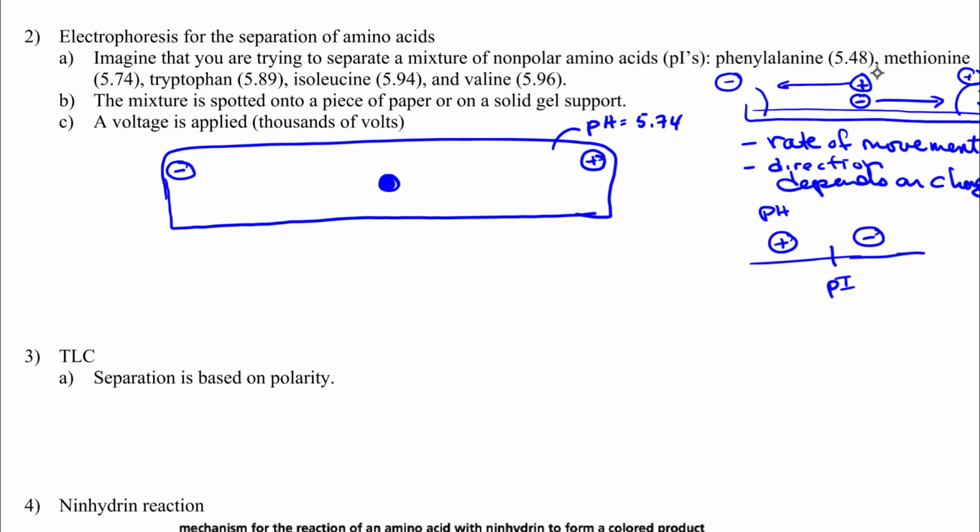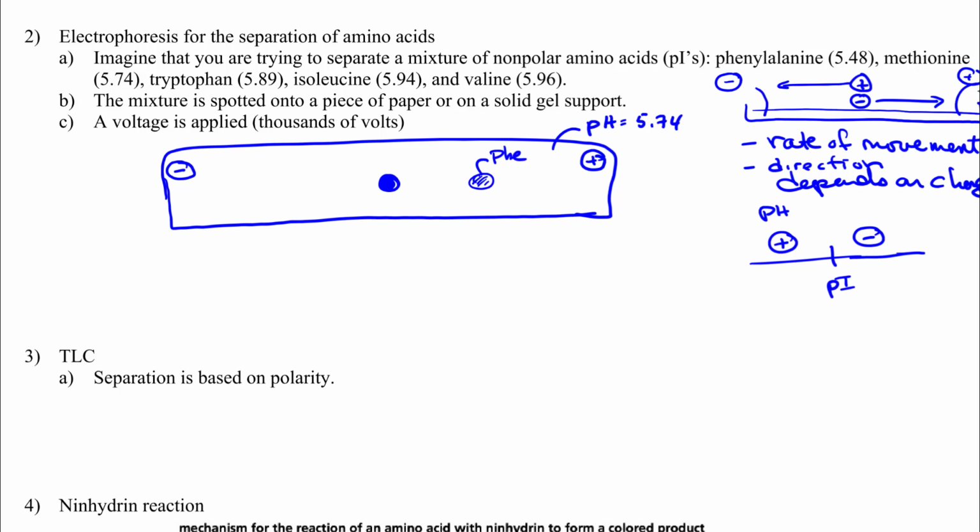phenylalanine at 5.48, its PI is below the pH, or I should say the pH is above the PI. So it's going to be negatively charged. So phenylalanine will end up, for example, like a spot over here somewhere. So over time, it's going to end up over here like this. So this would be PHE like that.